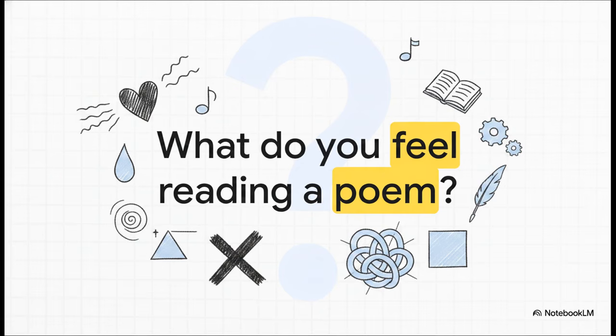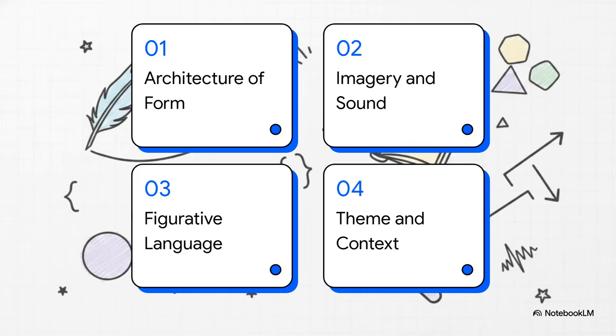Poetry is literally designed to evoke complex emotions, and once you understand the mechanics behind it, that confusion transforms into pure appreciation. So here's our syllabus for today's explainer. First, the architecture of form. Second, sensory imagery and sound. Third, decoding figurative language. And finally, theme and context analysis.